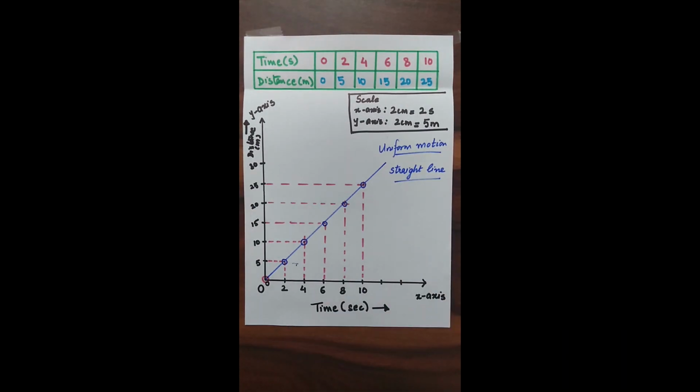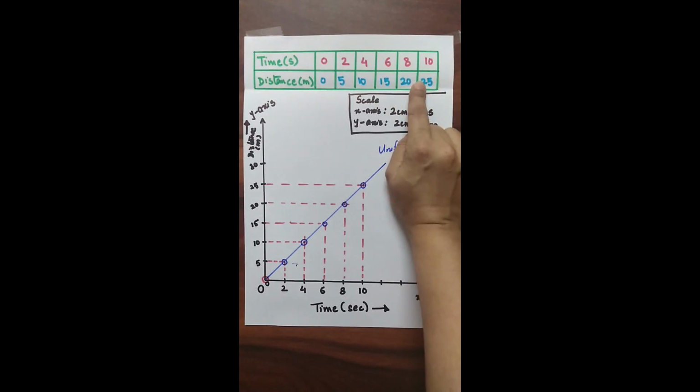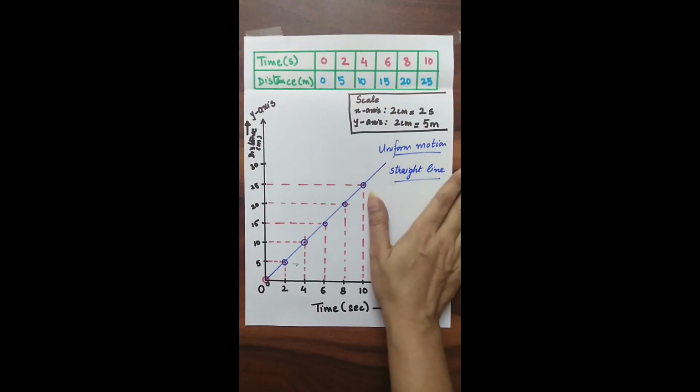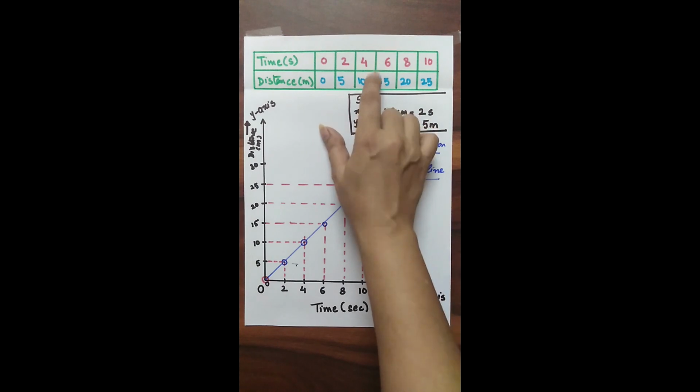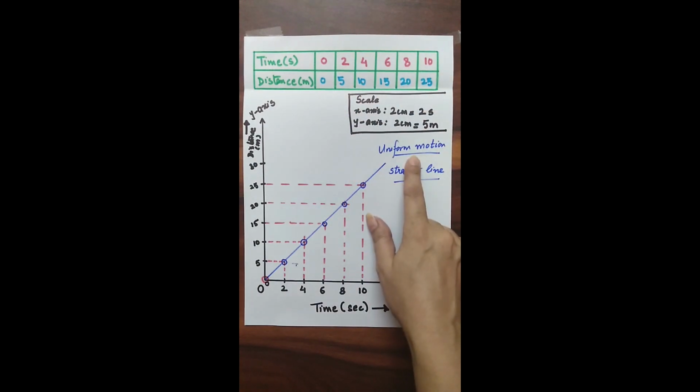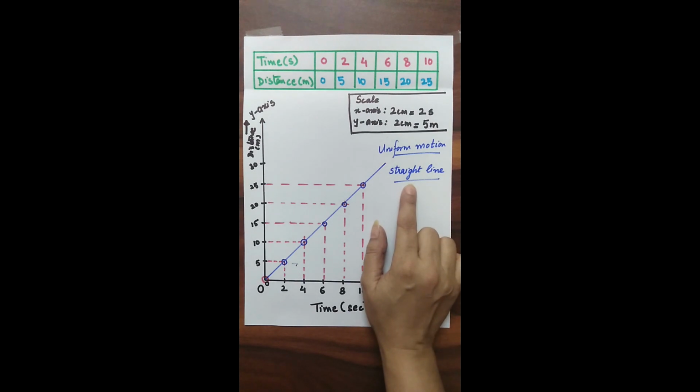So just a quick recapitulation of what we have learned today. First thing is, whatever data is given, you first have to interpret whether it will be showing uniform motion or not. You have to just guess by checking the intervals between the timings and the distances. Second, if it is covering equal distances in equal time intervals, then definitely it's a uniform motion and you will be getting a straight line.